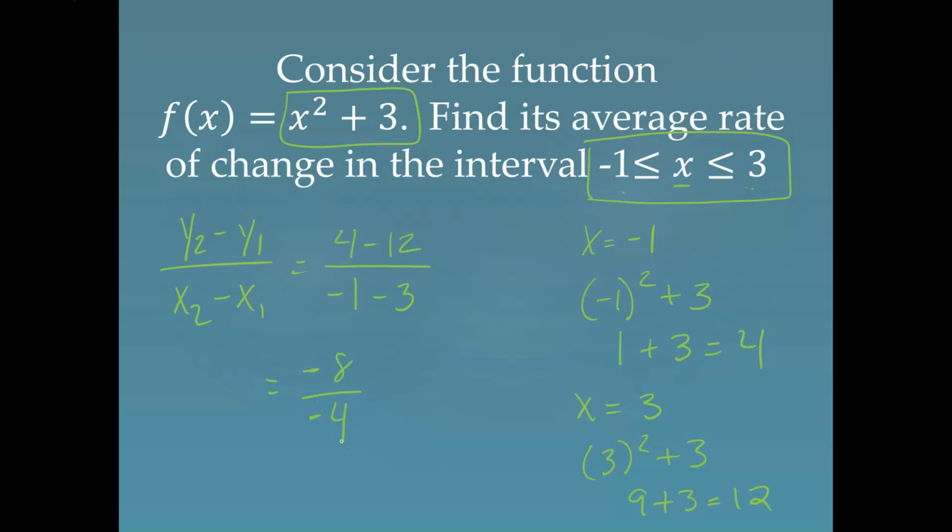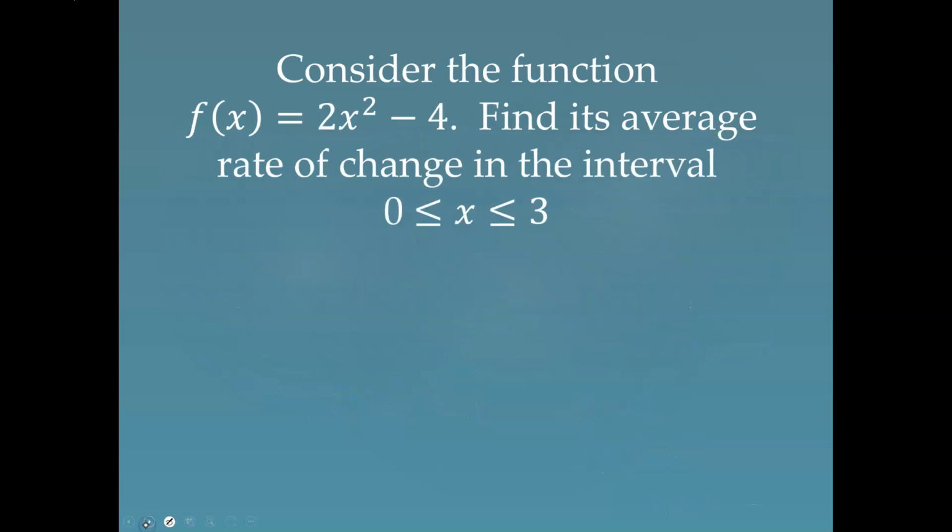Now remember, with average rate of change, you need to reduce it, like I did in that one example. So -8 divided by -4 is actually positive 2. So my average rate of change for this interval is 2. Okay? All right. Let's do another one.